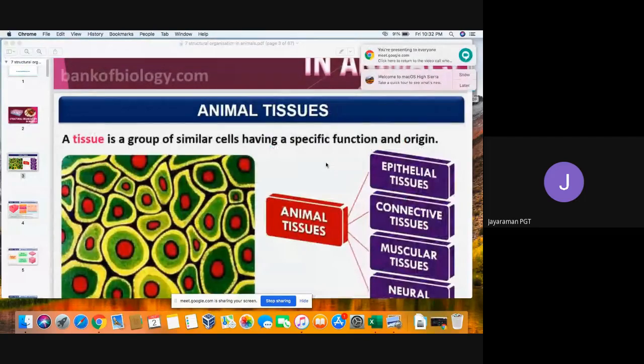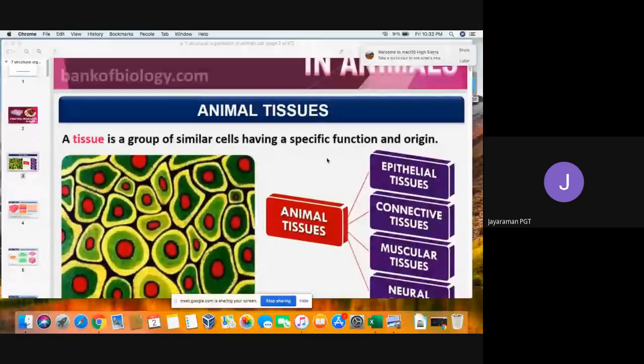We will be discussing different types of tissues in animals. A tissue is a group of similar cells having a specific function. If we take epithelium, it is made up of epithelial cells. If it is bone, bone cells. The function of bone is different, the function of blood is different, so each tissue performs a specific function. This is the definition: a group of similar cells with a specific function.